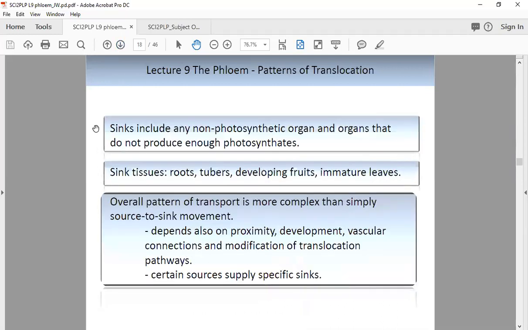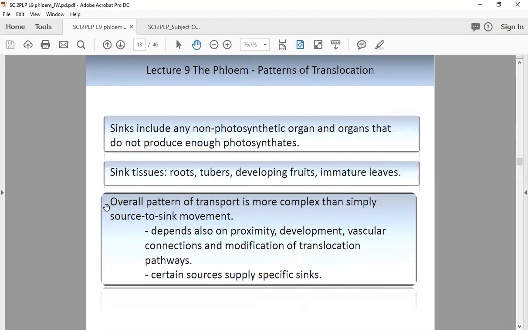All right, what about sinks? It's all listed here for you. Sinks obviously include any non-photosynthetic organ and organs that don't produce enough photosynthate to export. So the classic sink tissue, of course, are the roots. They don't photosynthesize at all, so they need to import all the photosynthate that they require. Then we've got tubers. Developing fruits are very strong sinks, and immature leaves, as we said earlier.